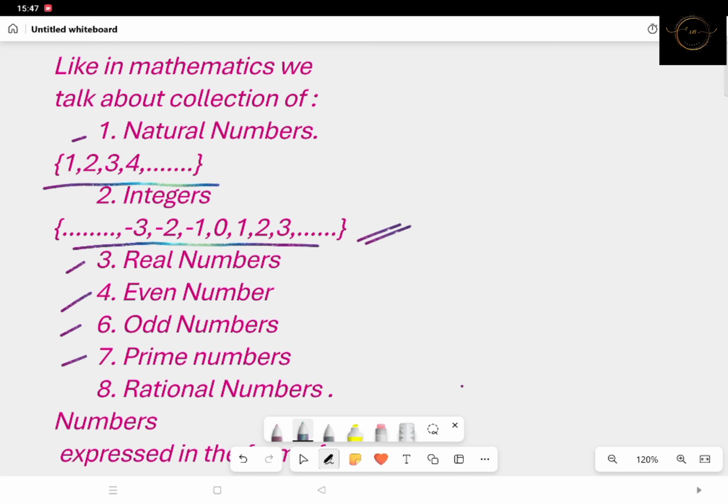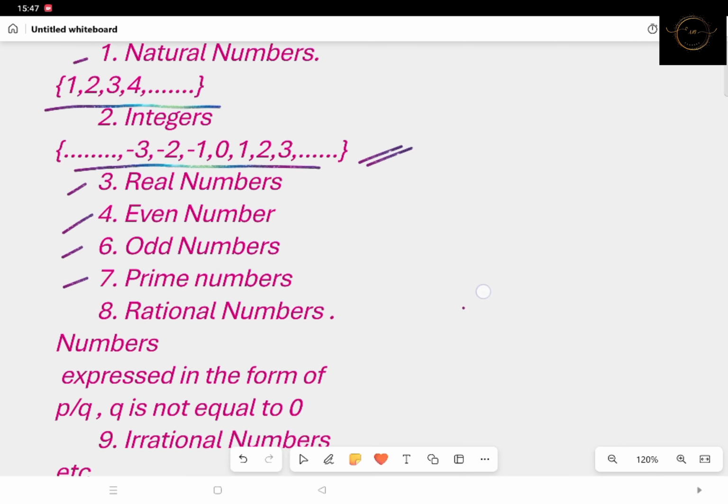Prime numbers. Prime numbers are such types of numbers which have only two factors, 1 and itself. And 2 is the only even prime number. So we can call it a collection of prime numbers.